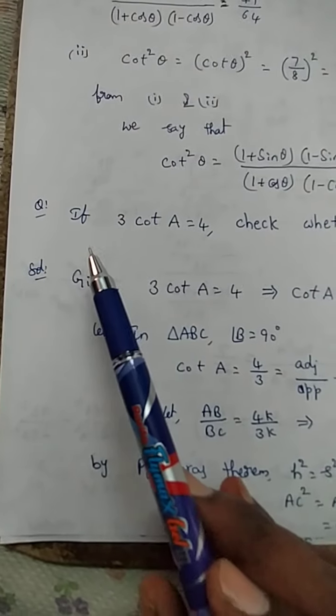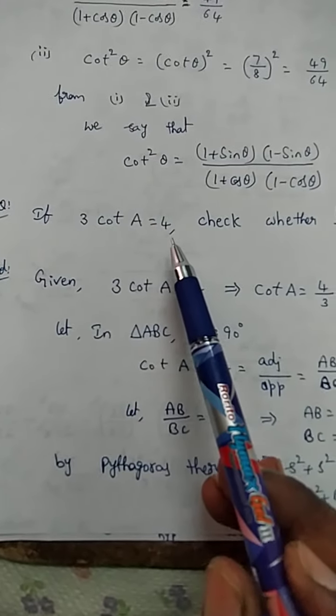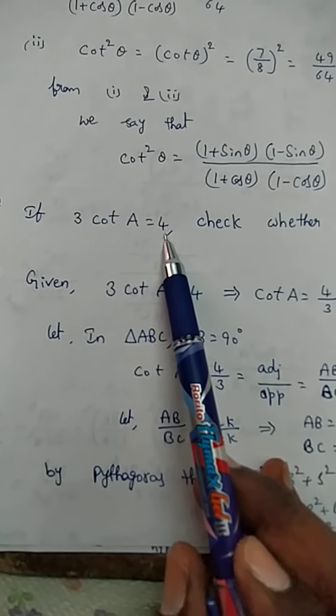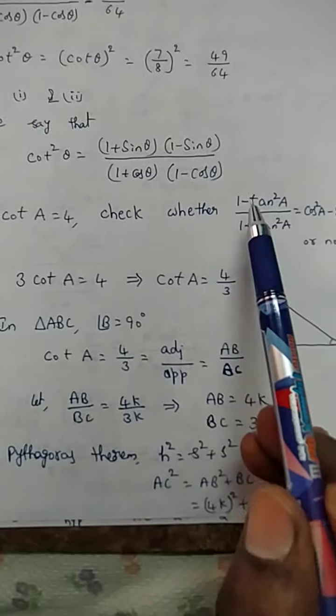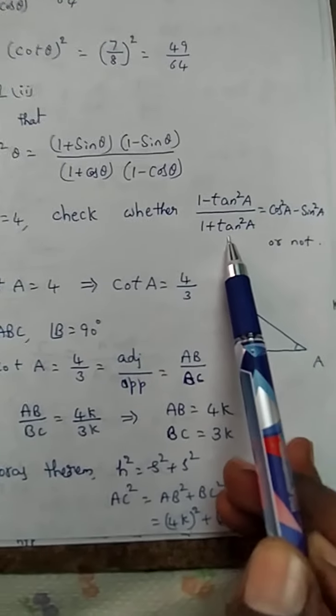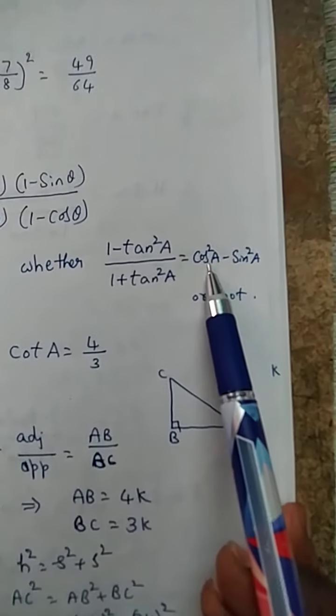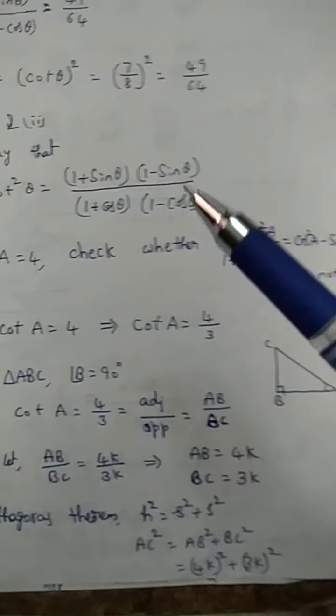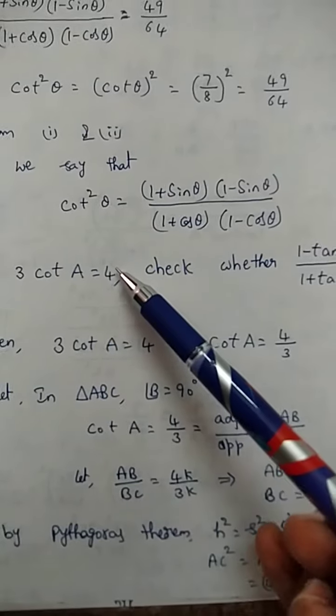Okay, the next question. If 3 cot A is equal to 4, check whether (1 minus tan square A) by (1 plus tan square A) is equal to cos square A minus sin square A or not. What is the condition here? 3 cot A is equal to 4.